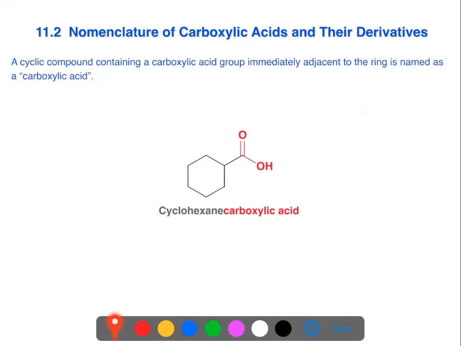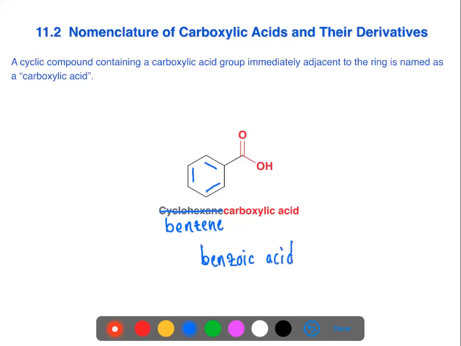Now for cyclic compounds, and we saw examples of this when we looked at aldehydes, if you have this carboxy group attached to the ring system, we will first name the ring system and then add carboxylic acid to it. So this is cyclohexane carboxylic acid. If, like we saw previously, we were to change the structure of that ring system, let's say we replace that cyclohexane ring with the benzene, this would be benzene, all one word, carboxylic acid. We have seen this shortened to benzoic acid.